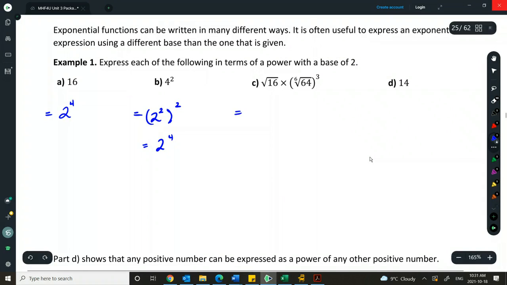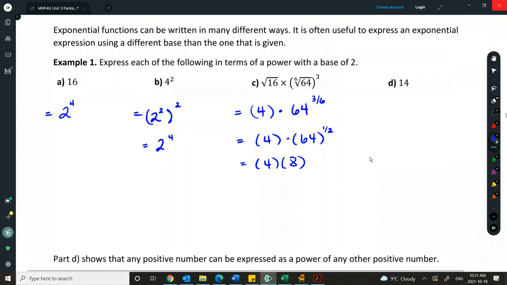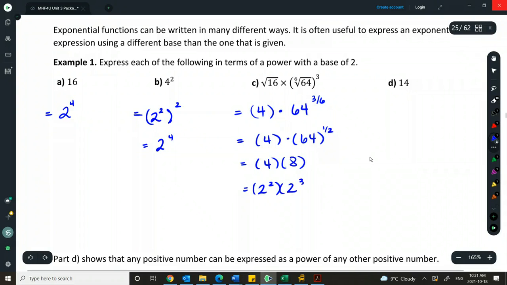Okay, C, square root of 16. I think that's 4. We'll just express that firstly as 4. And then 64, so the 6th root of 64 cubed is 64 to the 3 over 6. And 64 to the 3 over 6, that's actually 64 to the exponent half, which is really just the square root of 64. So square root of 64 is actually just 8. And then if we wanted here, we can express each of these as bases of 2. This is 2 to the 2 and 2 to the 3. So I'll just keep the base and add the exponents, 2 to the 5.